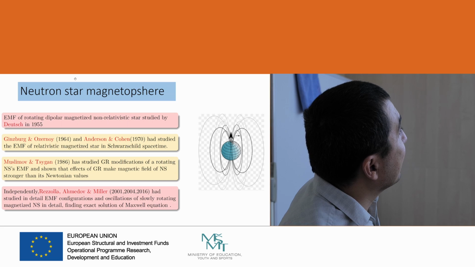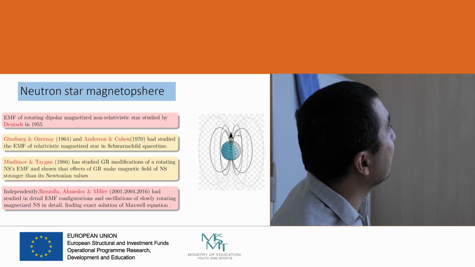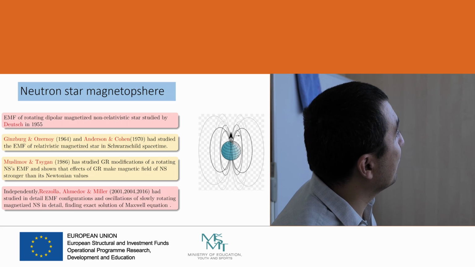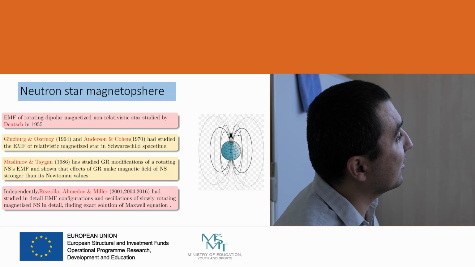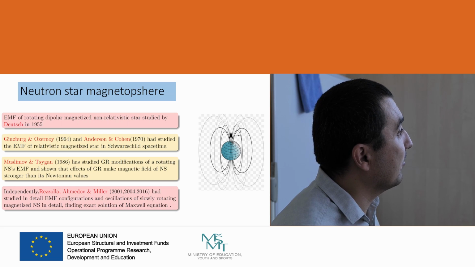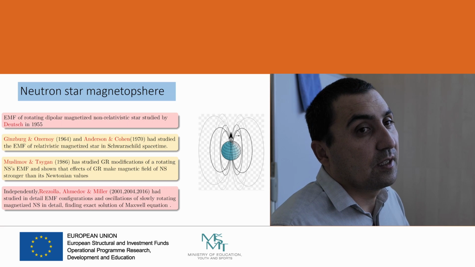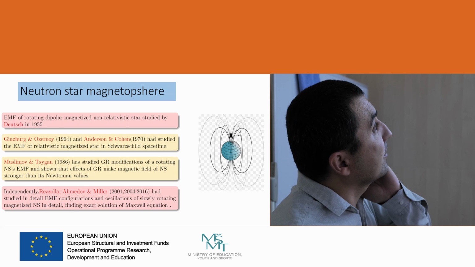So here some solution was obtained by Muslim Obsidian, and independently, well explained in the series of papers by Resul Ahmed Miller. Actually most results have been obtained here, and the last one included some oscillations of the stars.